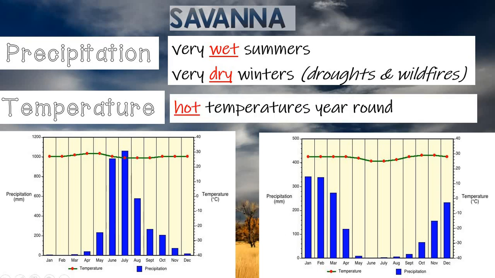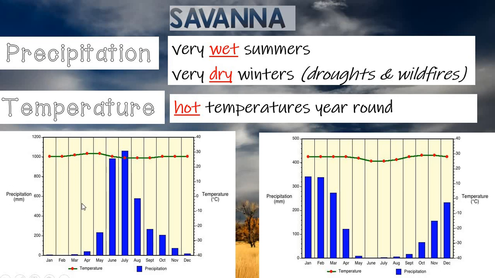Now, it is known as tropical, which means it's got those hot temperatures year-round. So if you're looking at our climate graphs here, you can see that the temperature is pretty consistently hot, and that's because these are mainly found around the equator. And so the difference between those seasons is not really the temperature. There is some slight difference, but it's really the rainfall.